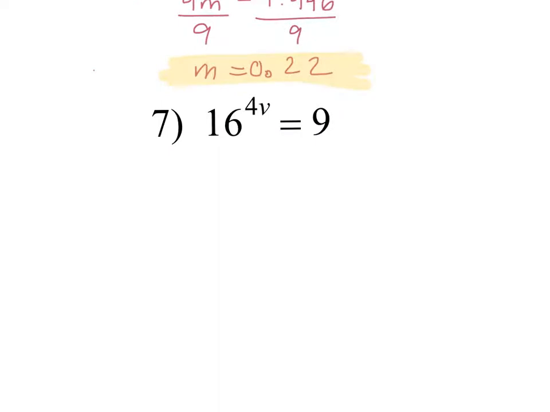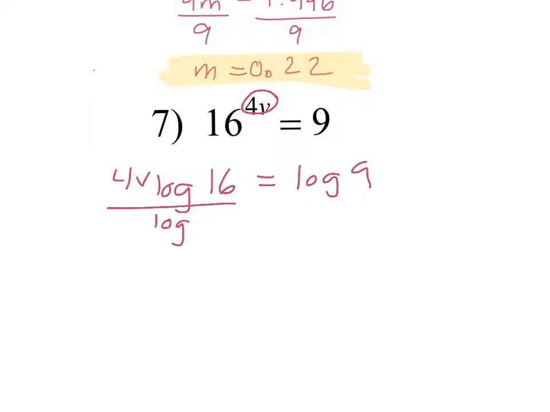Okay, let's look at 7. So there's no way we can get these bases to be the same. So what we have to do is take the log of both sides. So we have the log of 16. I'm just going to move this to the front so I don't have to rewrite it again. And then the log of 9. We're going to divide both sides by the log of 16. So it'll cancel out on the left. So we're just left with 4v on the left.